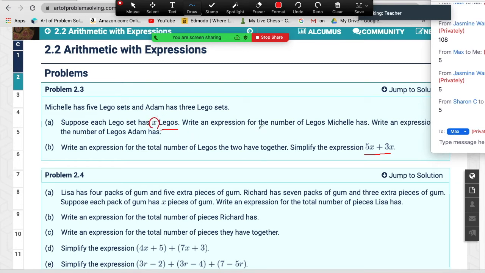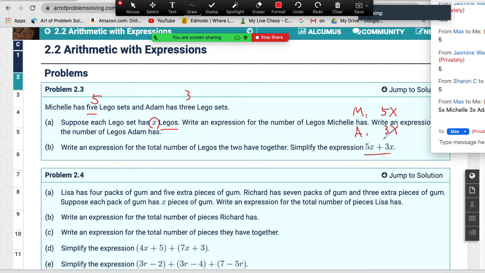Then write an expression for the number of Legos Michelle has. Michelle has how many sets? Michelle has 5 sets, and Adam has 3 sets. Each set has x Legos. So that means Michelle has 5x. This is for Michelle. For Adam, he has 3x Legos.